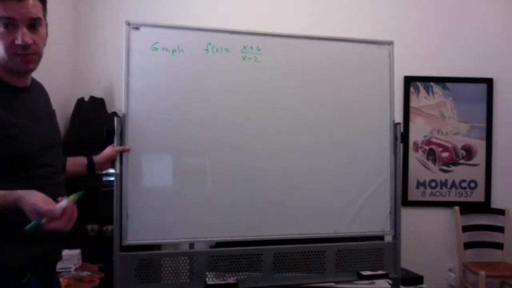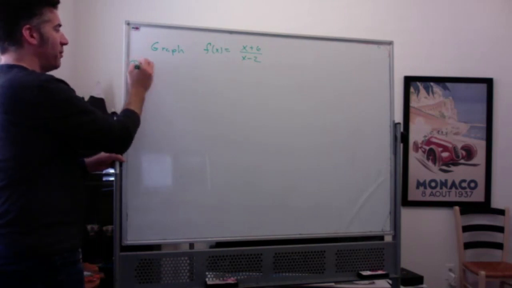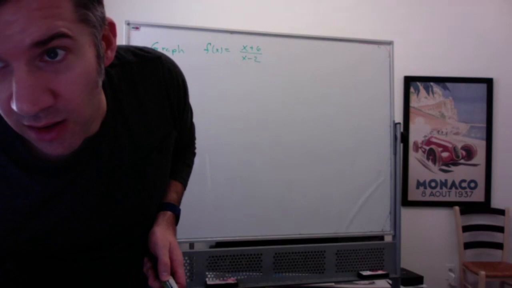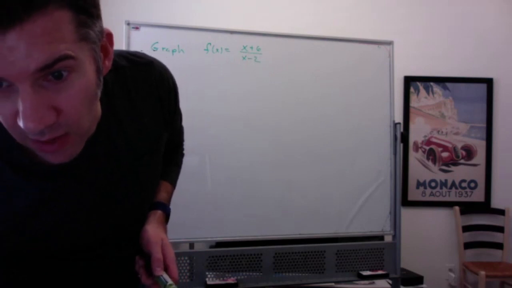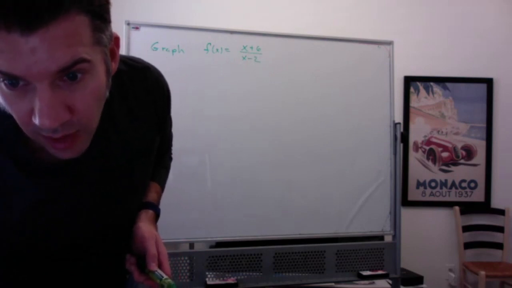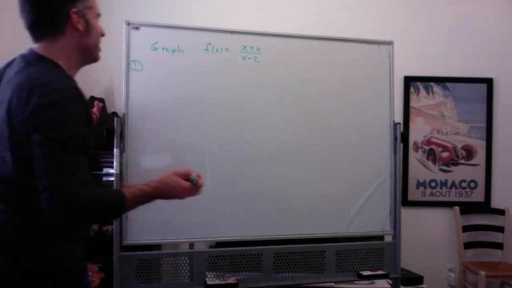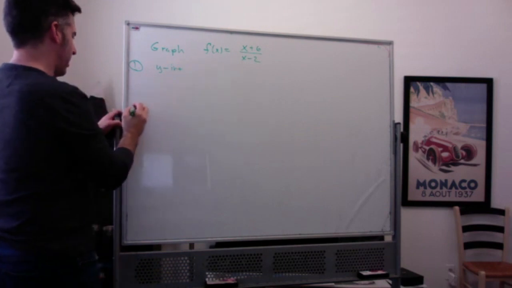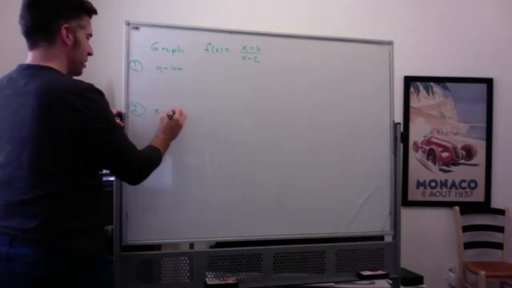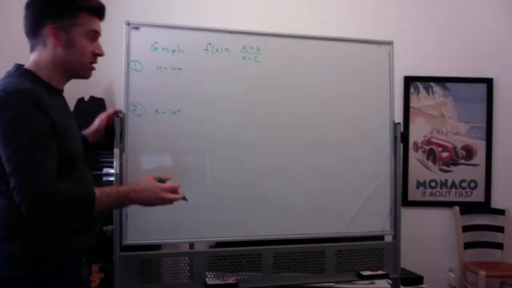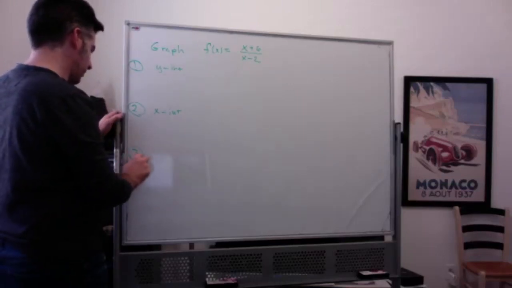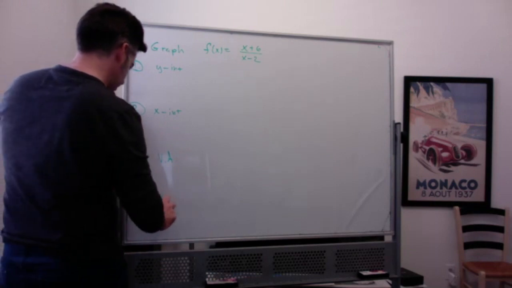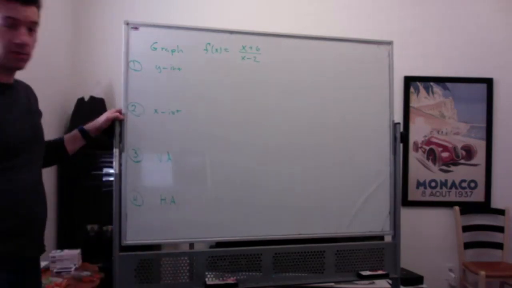The 4 steps I follow are the following. I personally like to start with the y-intercept. I usually start with the y-intercept just because it's easy. All right, so first I'm going to do the y-intercept. After that, I'm going to find the x-intercepts. Again, you might find none. After that, I usually like to find the vertical asymptotes. And then finally, the horizontal asymptotes. So that's what I'm going to do.